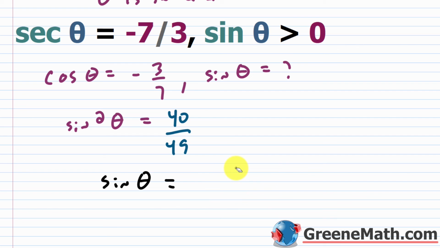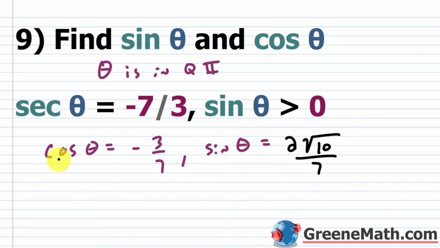We know the square root of 49 is 7, so this is the square root of 40 over 7. Now, the square root of 40 you can simplify because 40 is 10 times 4, and 4 is a perfect square. So the square root of 4 would be 2. So this is 2 times the square root of 10. That's my sine of theta. Let me write this up here: 2 times the square root of 10 over 7. And we'll just read our answer off and say cosine of theta is equal to negative 3/7, and the sine of theta is going to be 2 times square root of 10 over 7.